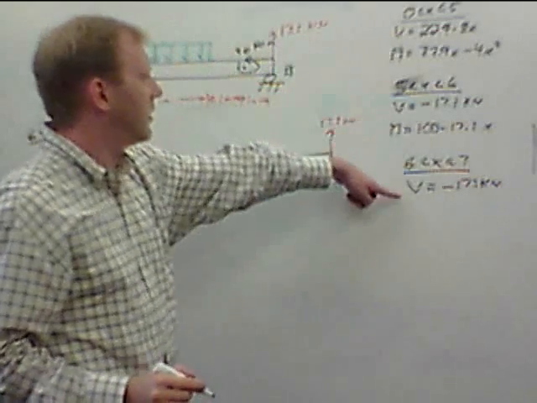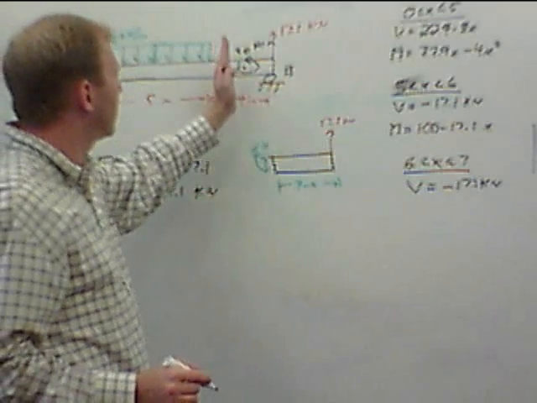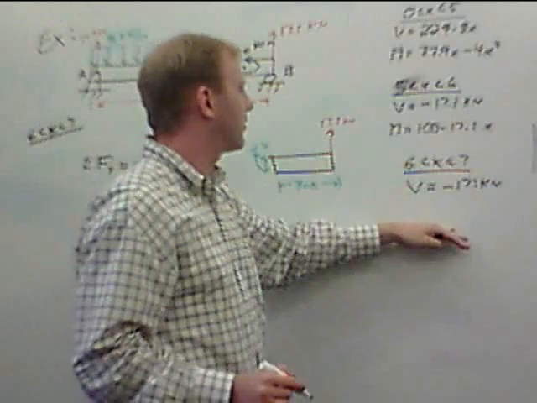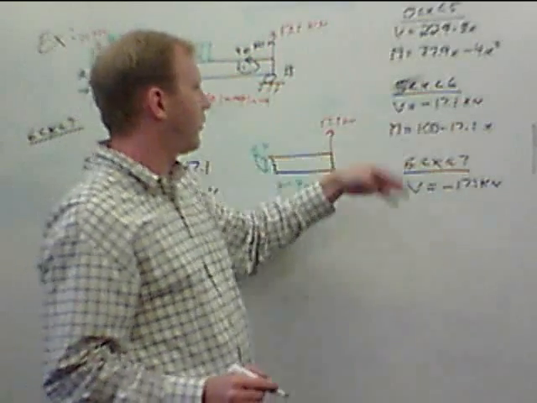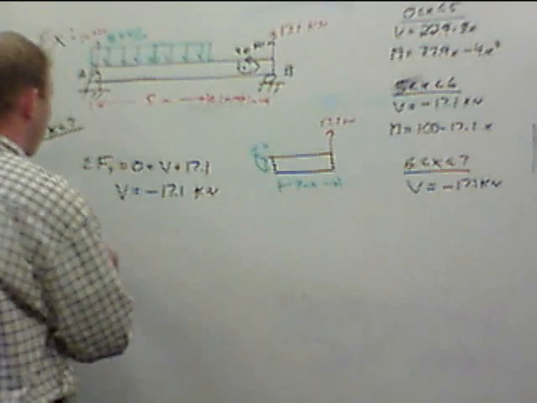Okay, not surprising that it hasn't changed between the 5 to 6 range and the 6 to 7 range, because we don't have any new forces in that section. We've applied a new moment, so our moment expression is going to change, but we haven't changed our forces at all, so our internal shear force is going to remain the same.